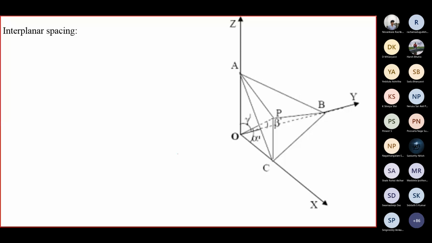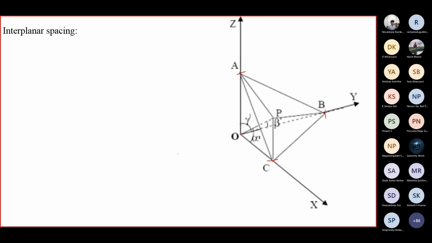Consider this x, y, z axis. This is the x axis, this is the y axis, this is the z axis. Consider the 1, 1, 1 plane. See, this has an intercept on the y axis at this distance, an intercept on the x axis at this distance, and an intercept on the z axis at this distance. So this is a plane which cuts the x, y, z axes. Let's say it equally cuts.